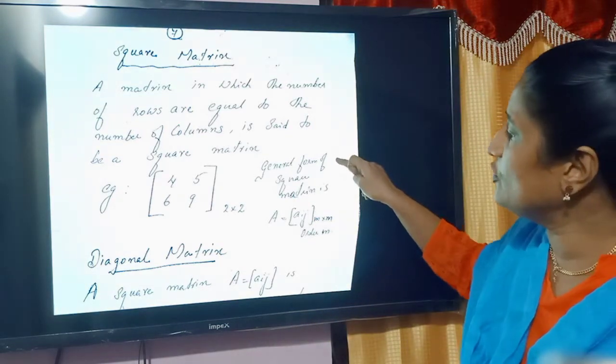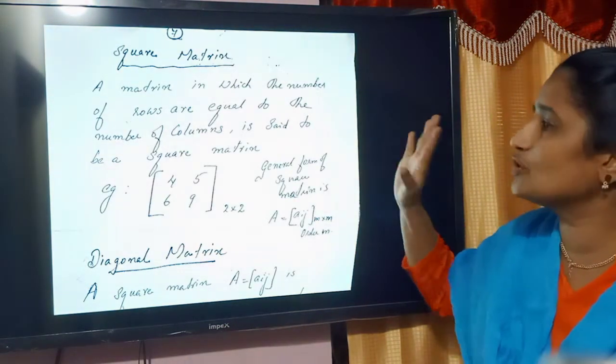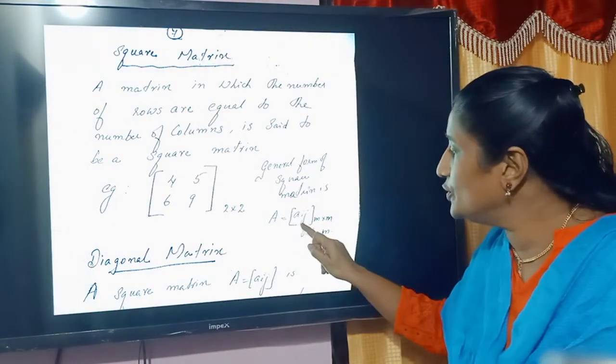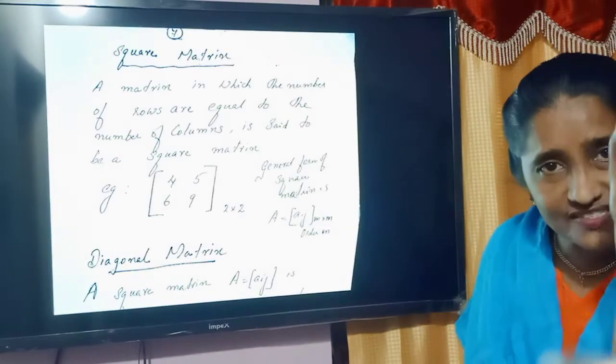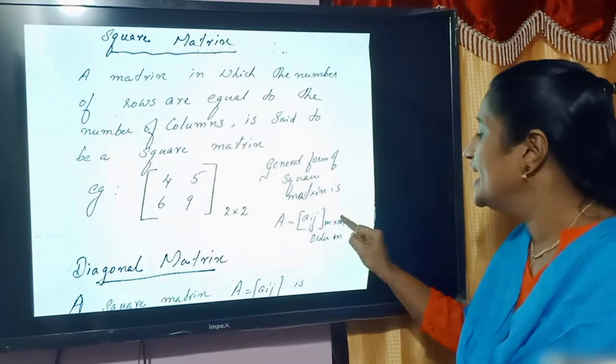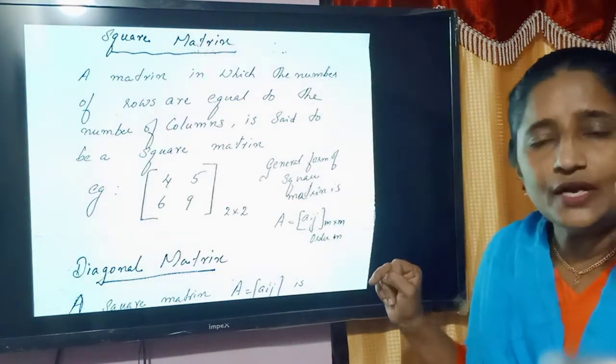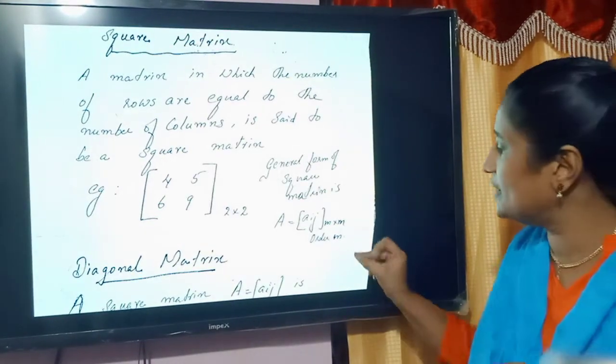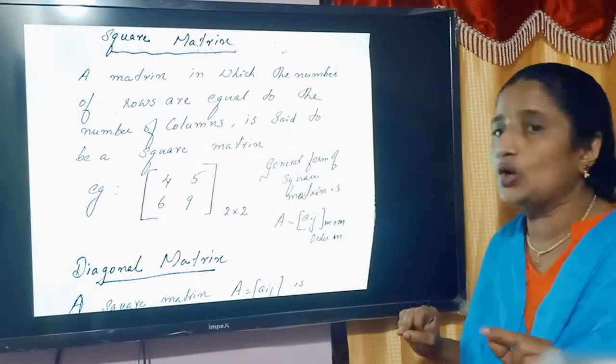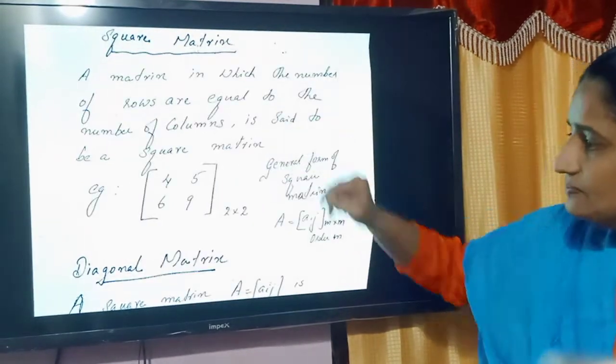Okay. The general form of the square matrix is always capital A is equal to Aij, M by M. See this M by M. This should be same. Number of rows and number of columns are same. That is why you write it as M by M. Order is M. Now write the definition.